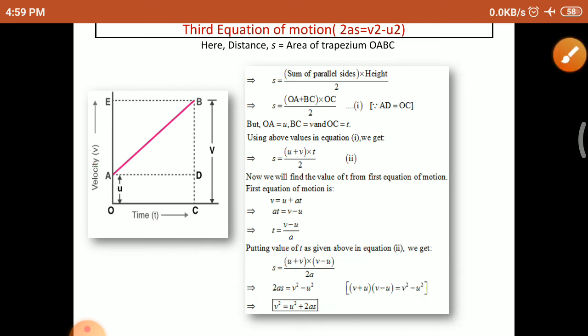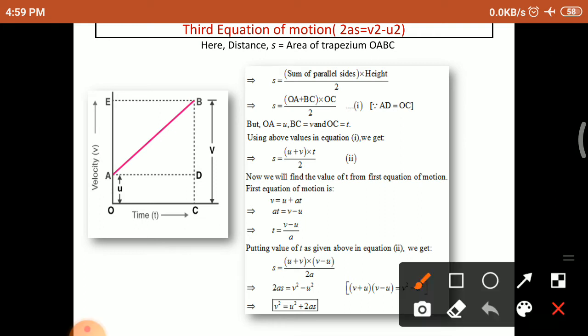Do you understand how we can calculate 2as equal to v square minus u square? Just take the trapezium, and the area of the trapezium formula is s equal to sum of parallel sides into height by 2. Here one parallel side is AO and another one is BC, and height is taken as OC. So I wrote OA plus BC into OC by 2. Then we know the values of OA, BC and OC, substitute them.